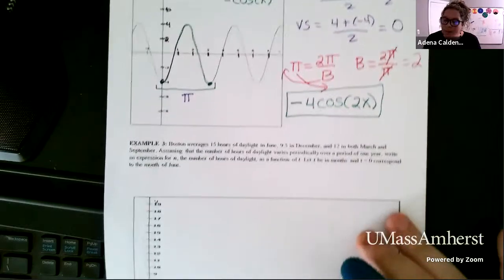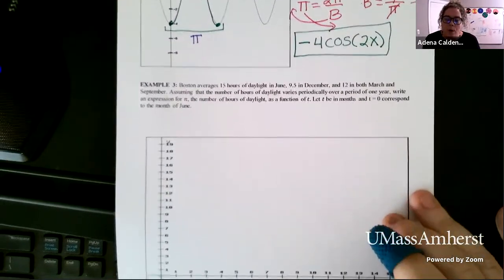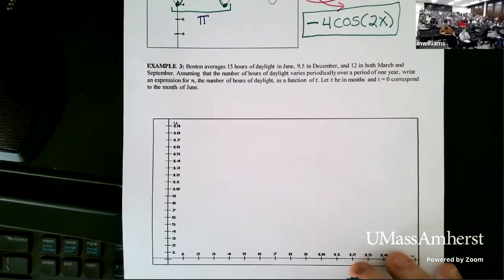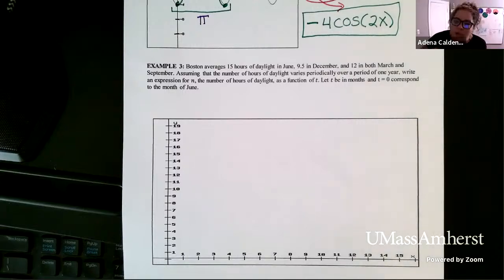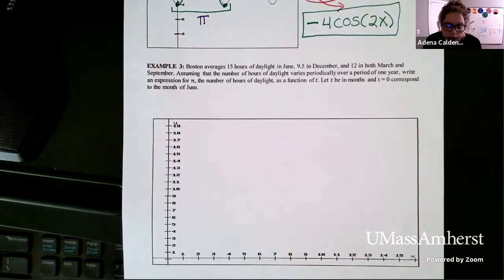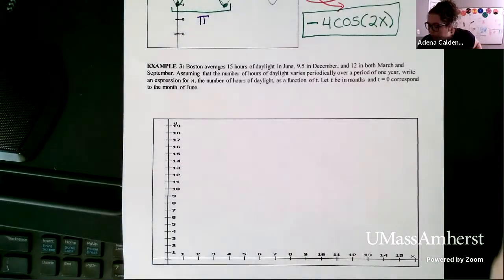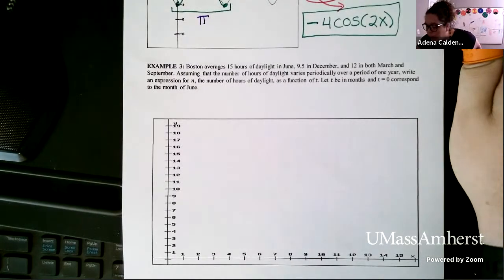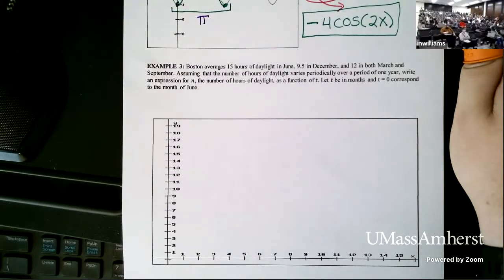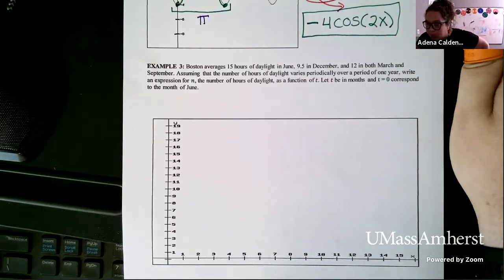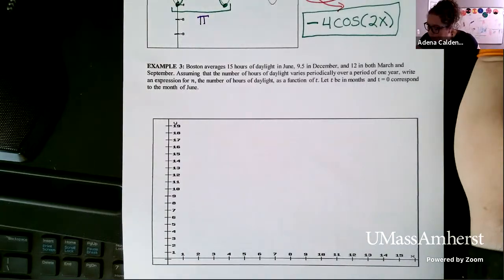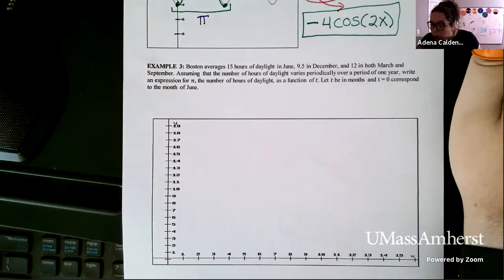But another way that we might see this is in a word problem. Okay, so I want us to try a word problem just so we can see how we take that information and transform it into a model using sine or cosine. So here we have Boston averages 15 hours of daylight in June, 9.5 in December, and 12 in both March and September. Assuming that the number of hours of daylight varies periodically, so that word periodically helps us know that we're modeling in sine and cosine, over a period of 1 year.